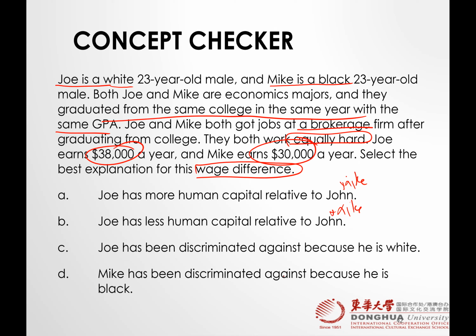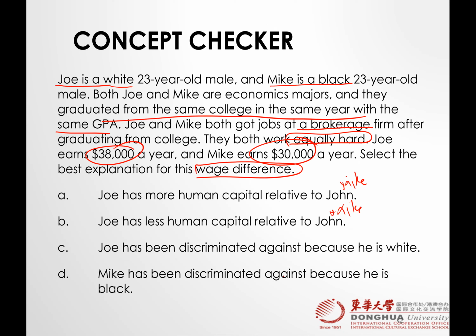So do you see any explanation of the wage differential here? David, do you see any discrimination here, or can you explain that there is no discrimination? No, there is discrimination. The answer is D, because they're both equal, but the only difference is that Mike is black and Joe is white.